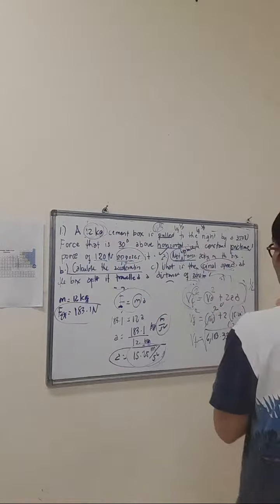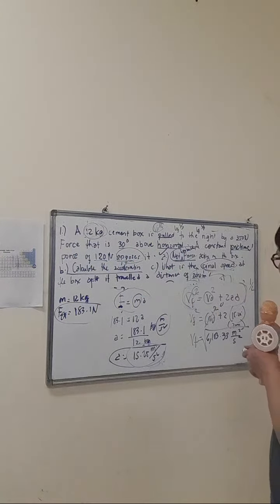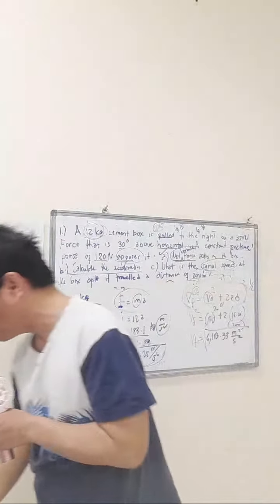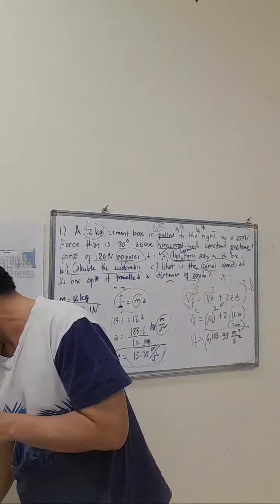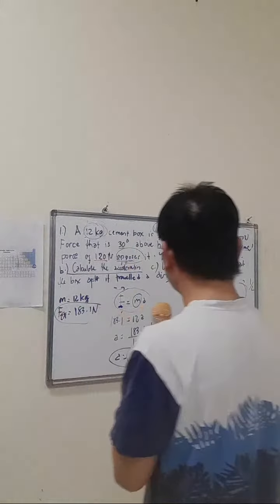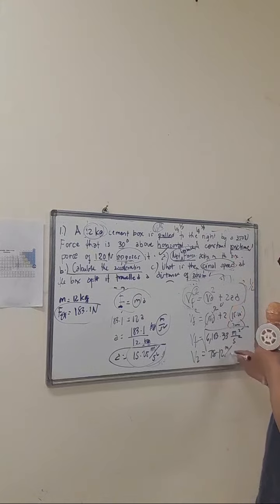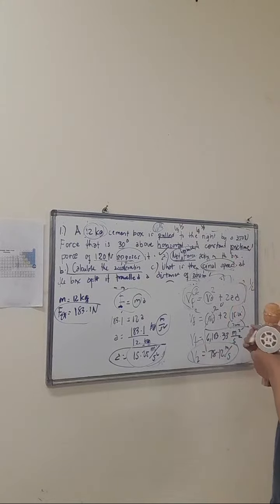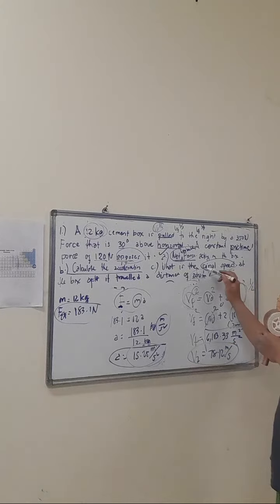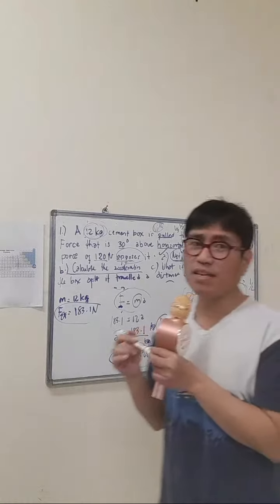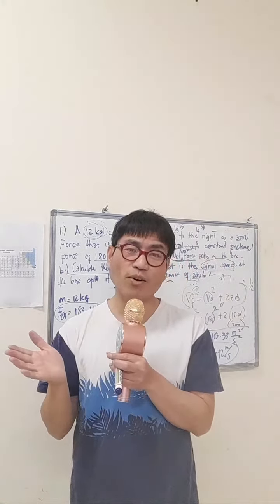So the square root of 6,133 is equal to 78.12. So 78.12 meter per second. Take note, guys. Meter per second. I don't have to put the direction because the problem is asking for the final speed. No need to worry about the direction.